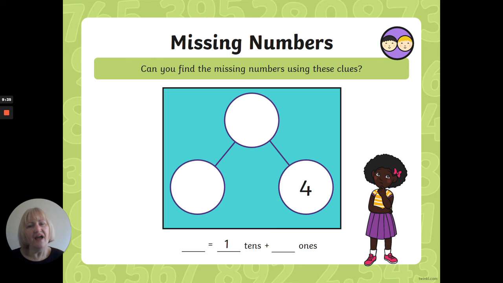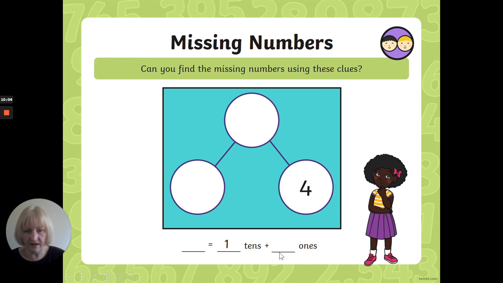Okay, I want you to pause this slide when we've had a little chat about it and have a go at filling in the missing numbers. It says, can you find the missing numbers using these clues? So have a look. On the cherry diagram, we don't know the whole number. And when we see the two parts, this side's missing and we can see 4 ones.